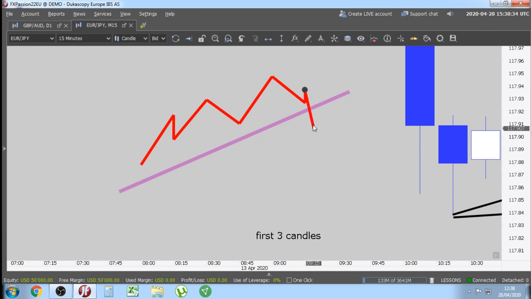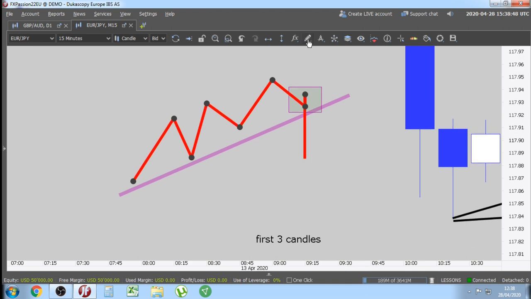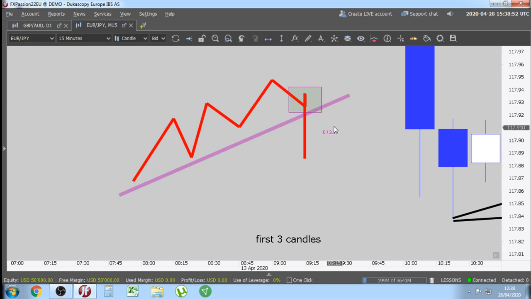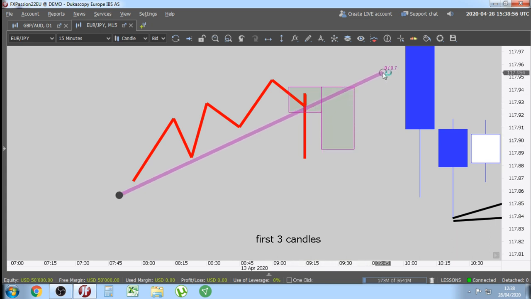If you have a wick like this and the body closed on the upper side, this is not a counter trend line break. This is not a trend line break, everybody. In order to be a trend line break, the market must close the body. You must see a whole body candle on the other side of the trend line.